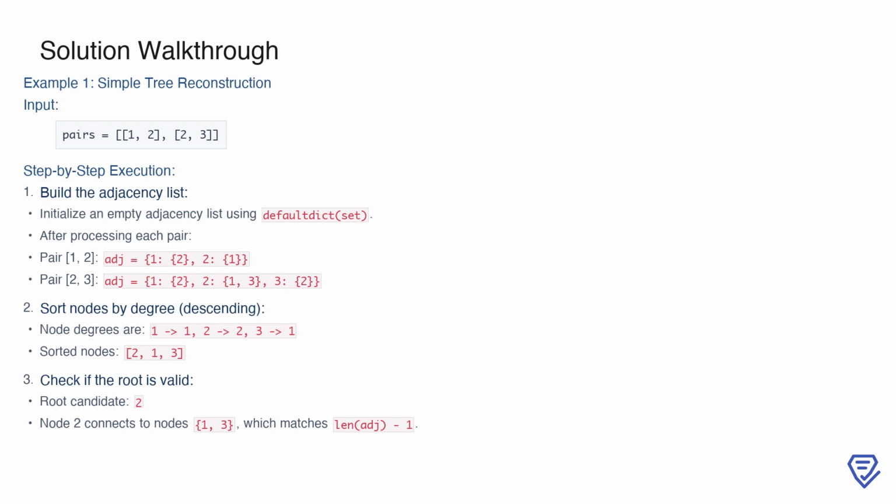Next, we sort the nodes by their degree, which is the number of neighbors each node has, in descending order. Here, node 2 has the highest degree of 2, while nodes 1 and 3 each have a degree of 1. The sorted order becomes 2, 1, 3. We then evaluate if node 2 can serve as the root. Since node 2 connects to 1 and 3, and this matches the total number of other nodes in the graph, we confirm that node 2 is a valid root candidate.